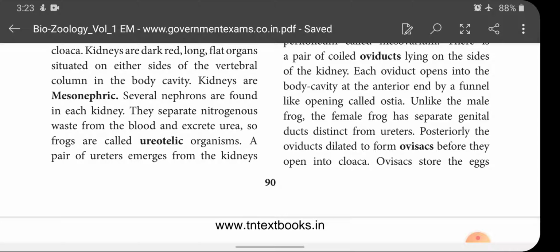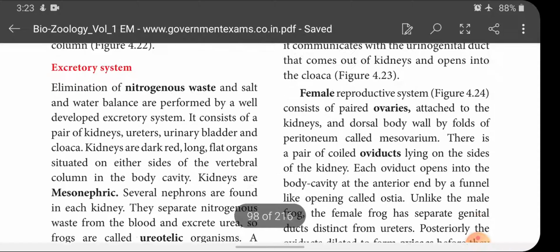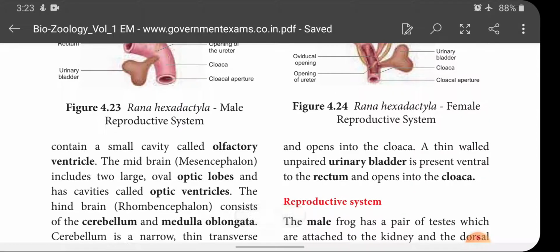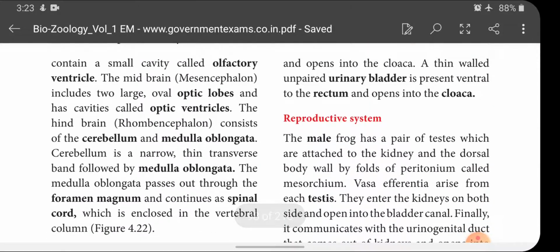A pair of ureters emerges from the kidneys and opens into the cloaca. A thin-walled unpaired urinary bladder is present ventral to the rectum and opens into the cloaca. So urine is passed through the cloaca only.